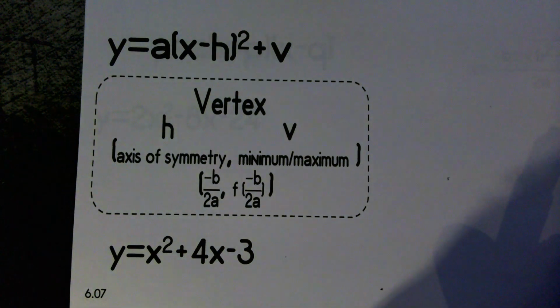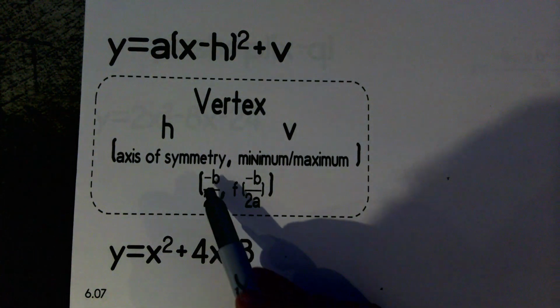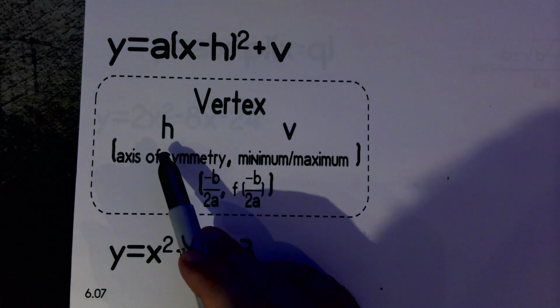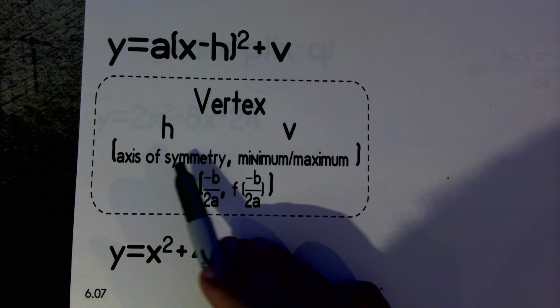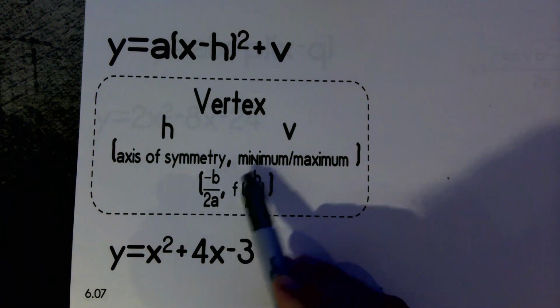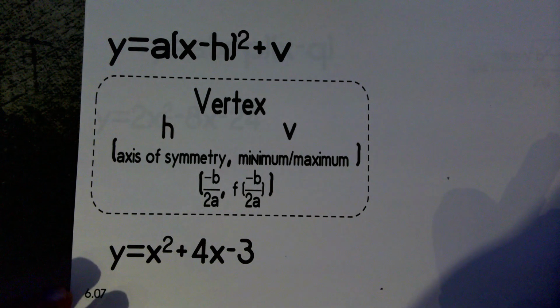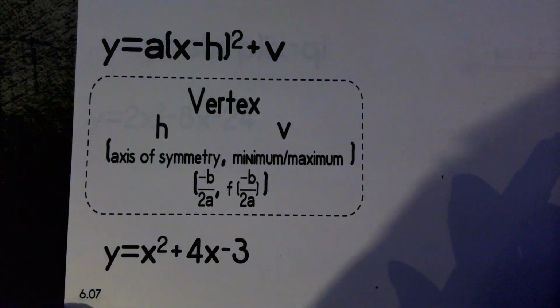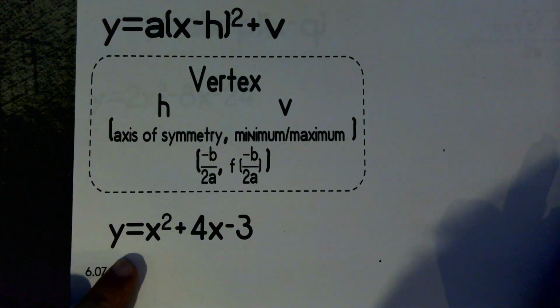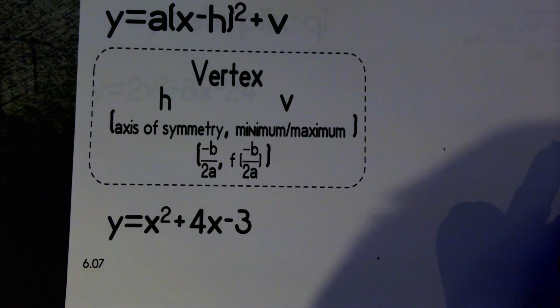So the formula to do that is the opposite of b over 2a to find the h. Then you substitute that value back into the function. That's what this means, and you can get the v, or the min/max height. So first thing you need to do is identify what a, b, and c are.